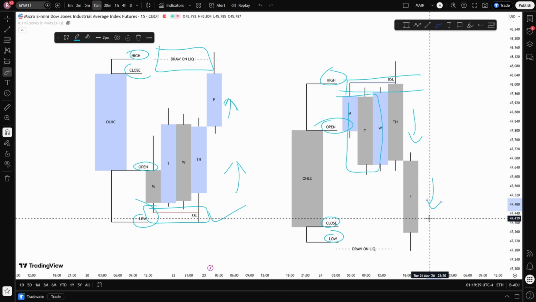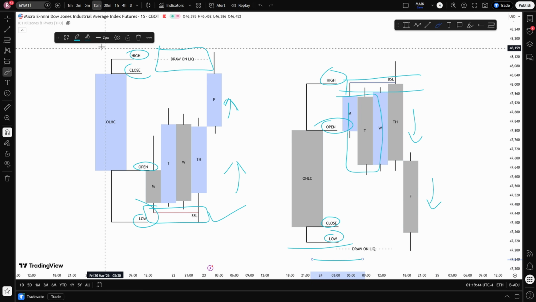Now, the key characteristic of this profile is that it gives a very clear bias specifically for Friday. Since the expansion begins on Thursday, Friday is where we expect continuation of that move, and the main target is typically the opposing side of that consolidated range.